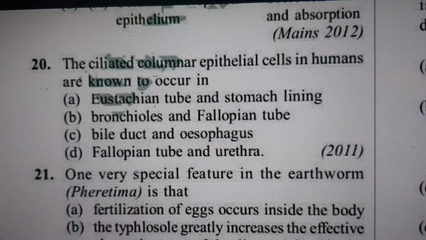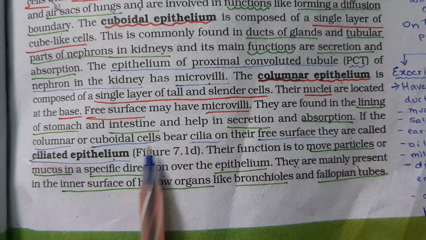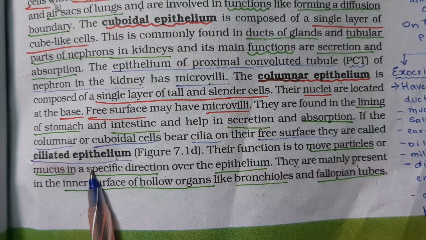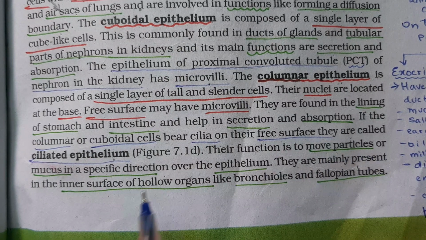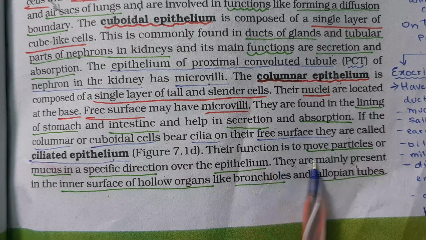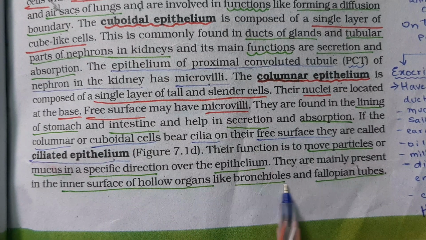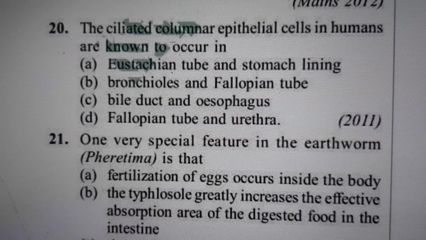Let us look line by line at NCERT. This is page number 101 of NCERT. If the columnar or cuboidal cells bear cilia on their free surface, they are called ciliated epithelium. Yes, their function is to move particles or mucus in a specific direction over the epithelium. They are mainly present in the inner surface of the hollow organs like bronchioles and fallopian tubes. So yes, option B, bronchioles and fallopian tube is the correct answer. Let's move on.